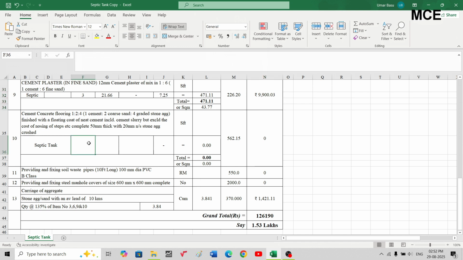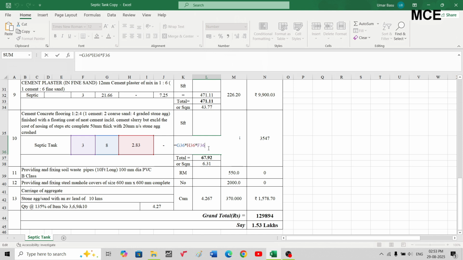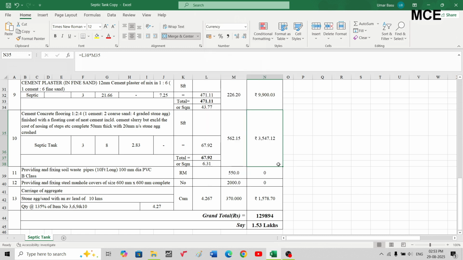Okay, so for the cement concrete flooring, since we have 3 compartments, the length is 8 feet, and the width of each compartment is 2 feet 10 inch, which is 2.83 feet. So the total will be 3 into 8 into 2.83, which is 67.92 SFT, and in square meters it will be 67.92 divided by 10.764, which is equal to 6.31 square meters. The rate for this item in SOR is 562.15 Indian rupees per square meter. So the total will be 3,547 Indian rupees.